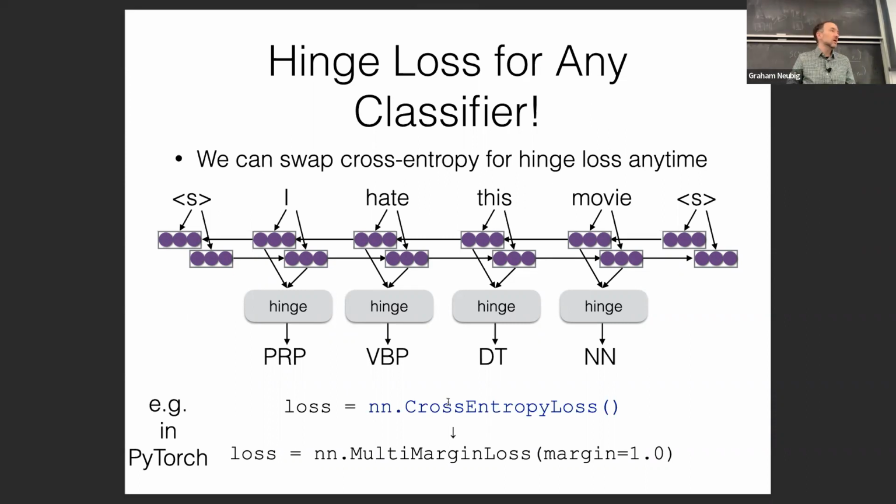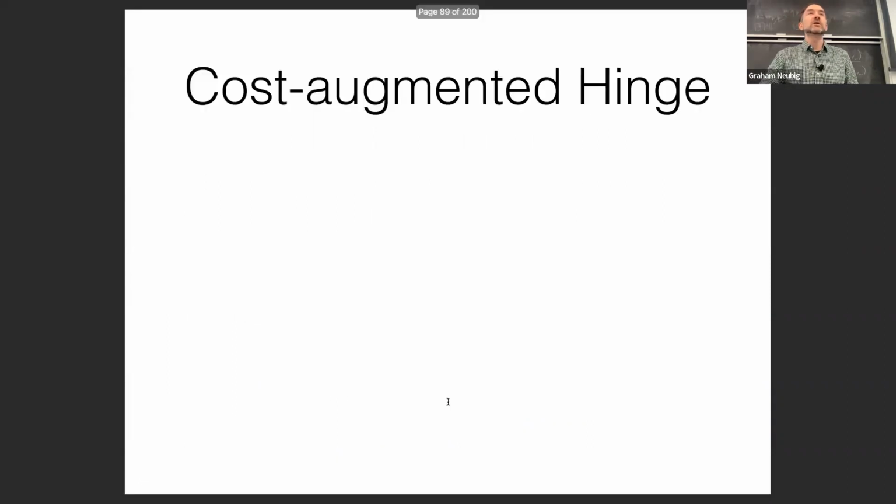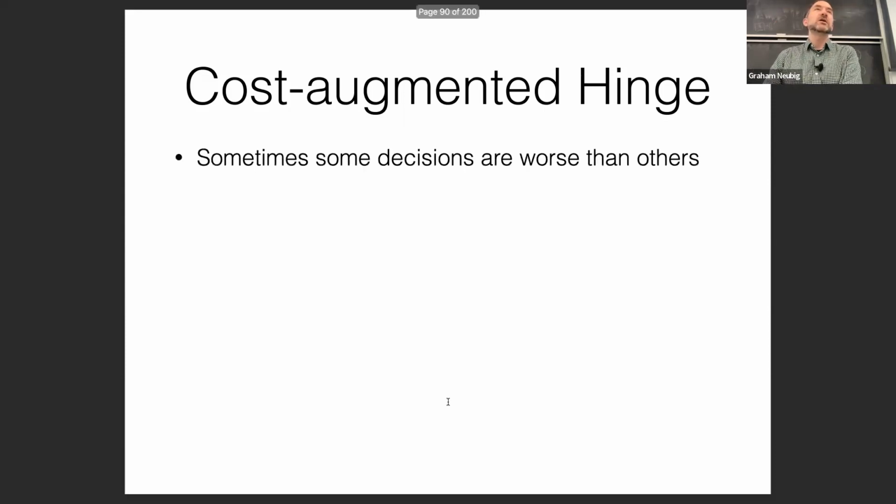So this is easy. If you want to try this out, you can try it out. It should be one line of code change if you want. But maybe the more interesting thing to do that isn't just machine learning 101 is something called the cost augmented hinge loss. And the cost augmented hinge loss, basically, this allows you to take into account the fact that sometimes some decisions are worse than others.